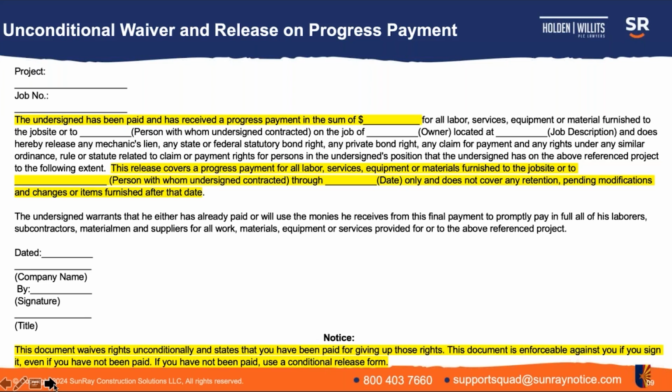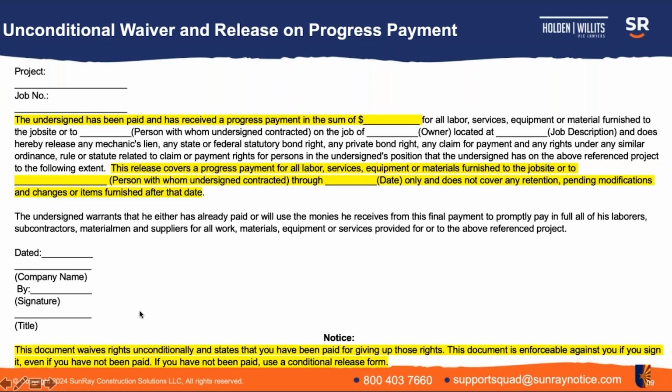Again, the unconditional waiver and release on progress payment says that you've received payment of the progress payment, and the second highlighted portion here says this release covers a progress payment for all labor, services, equipment, or materials furnished to the job site or to a person, and does not cover, and it gives a through date. And again, it's important on progress waivers to be mindful of that through date. We'll talk about that more in a minute. Only, and does not cover any retention, pending modifications and changes, or items furnished after that date.